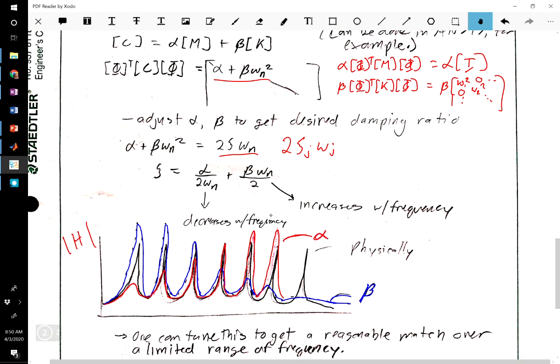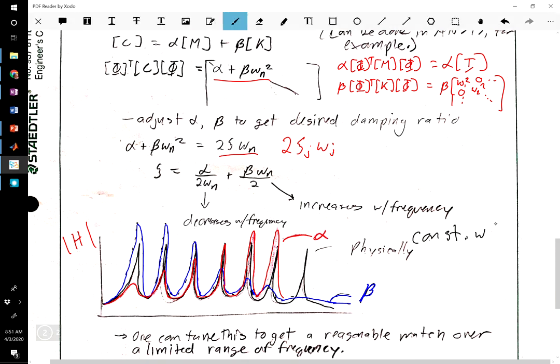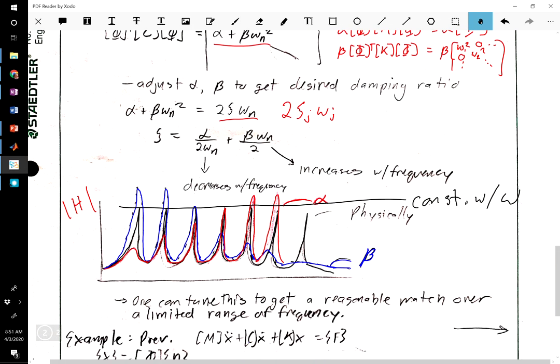So if you add those two together over a small enough frequency range, you can get something where the damping will be constant with frequency. Like that. And that's typically what's observed. That's what's observed more or less in experiments for real structures, real materials.